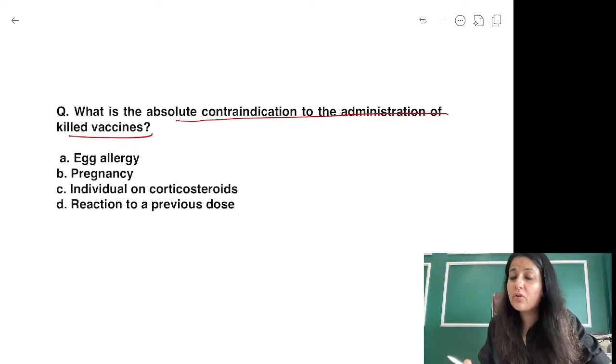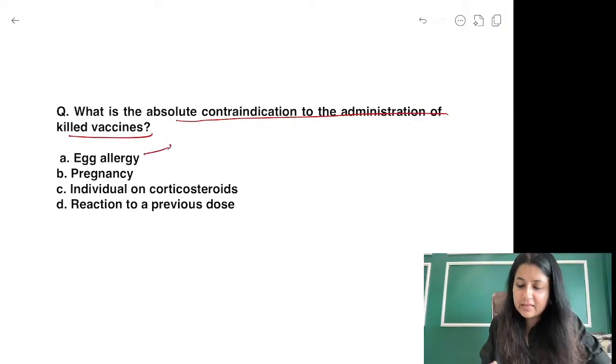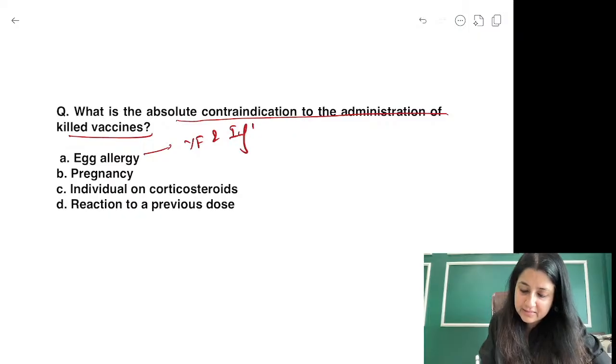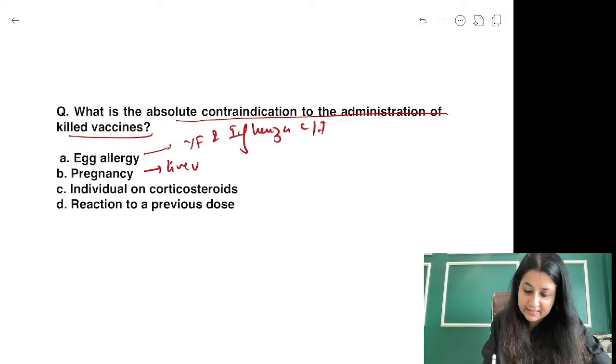What is the absolute contraindication to killed vaccines? एग एलर्जी में कौन सा वैक्सीन कॉन्ट्राइंडिकेटेड है? येलो फीवर एंड लाइव इन्फ्लुएंजा कॉन्ट्राइंडिकेटेड. Pregnancy, live vaccine contraindicated. See, they will trick you like this.